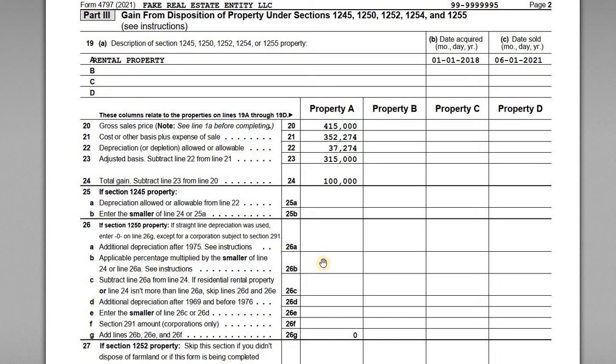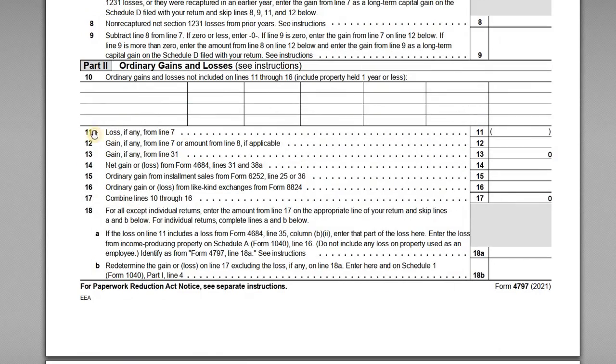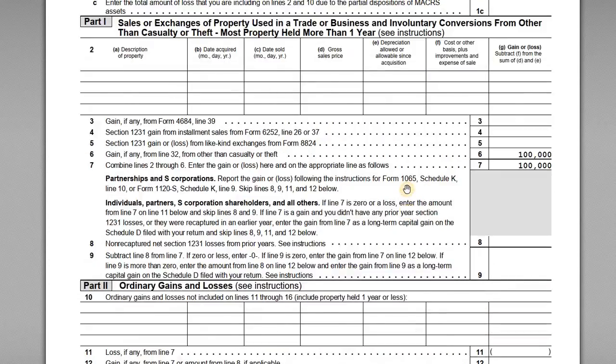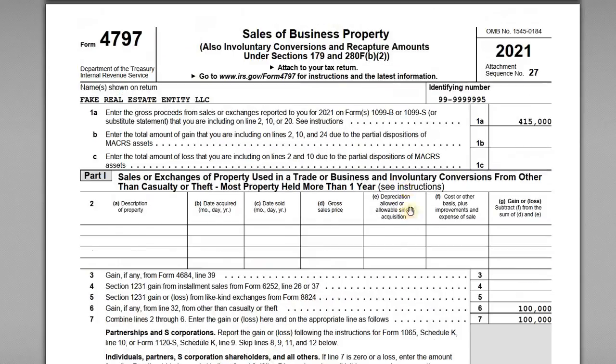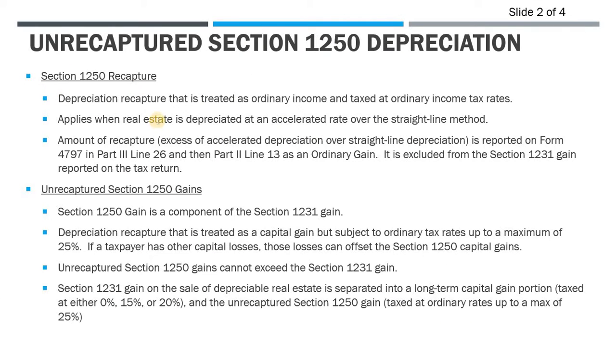But to the extent you did, you would have the excess portion reported down here, and then it would be subject to tax as ordinary gain or loss. So we would have ordinary gain or loss amount on line 13. But in this case, our example and most examples that we see to date don't have this issue. So that is Section 1250 recapture, ordinary income, ordinary tax rates, period.